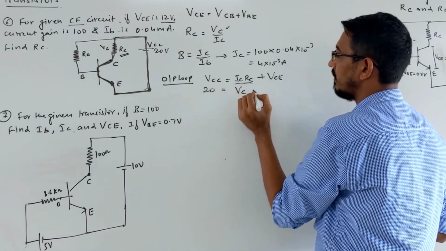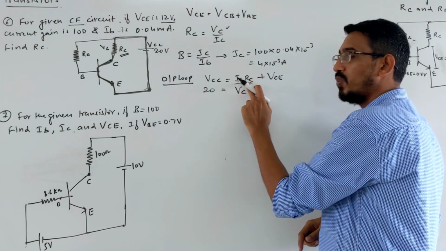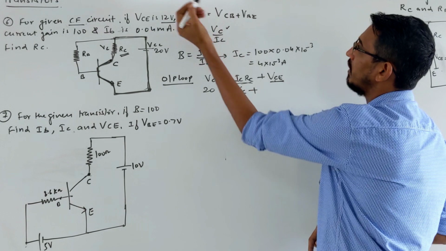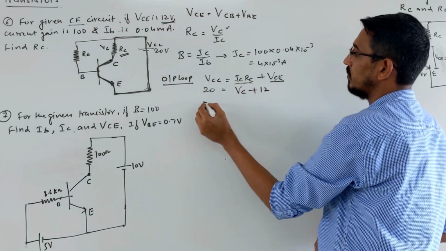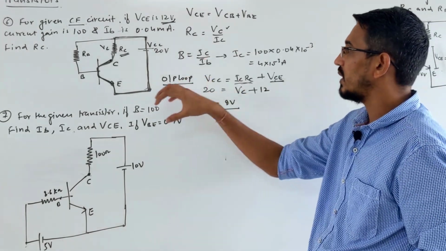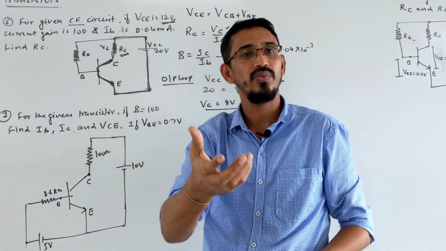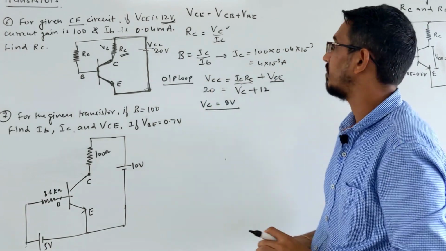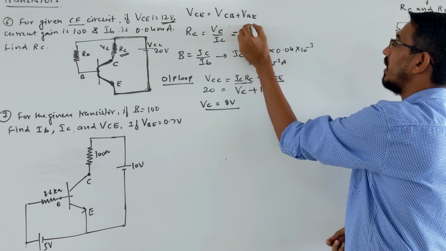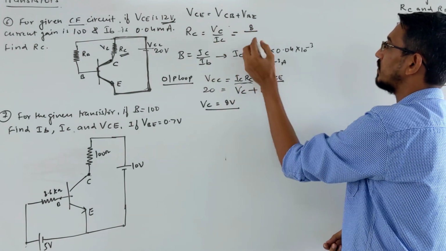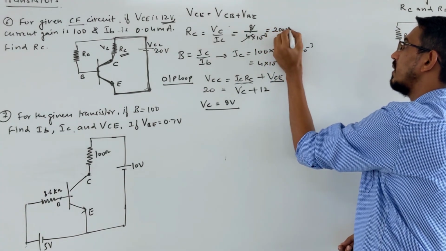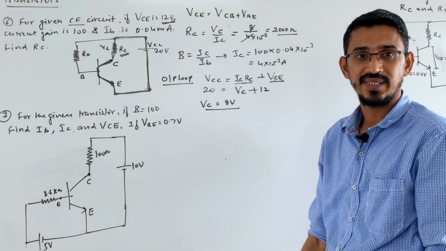VCC is already given to us as 20 volt. This we are calling VC, which we need. Do not confuse, this is the output voltage, not the battery, the output battery. VCE is already given to us as 12 volt. So VC becomes 8 volt. This is your output voltage now, the voltage across the output resistance, not this battery. So they are asking what is the output resistance. VC we found 8 volt and IC was 4 into 10 power minus 3. This goes to 2000 ohm, or 2 kilo ohm, is the answer.